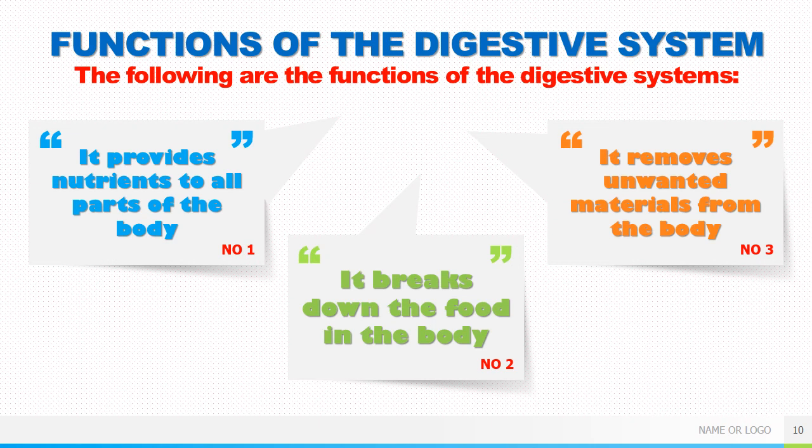Then it does another wonderful one. It removes unwanted materials from the body. That is those ones that are not good, that will pass out from our body through our what? Anus. It's the digestive system that does that. The ones that are good, it will retain in the body, use it to work in the system, use it to make us grow well. Then the one that is not good will go out through our anus.